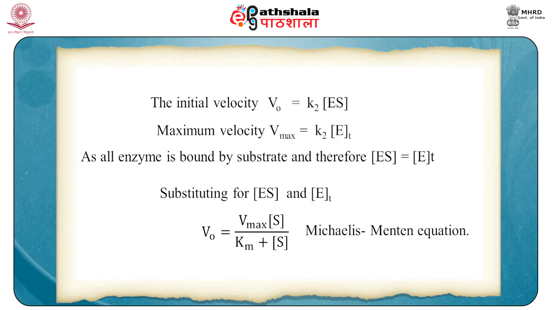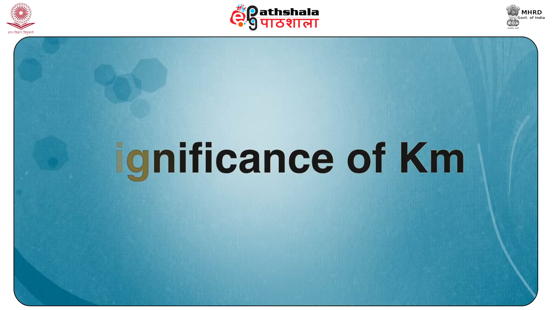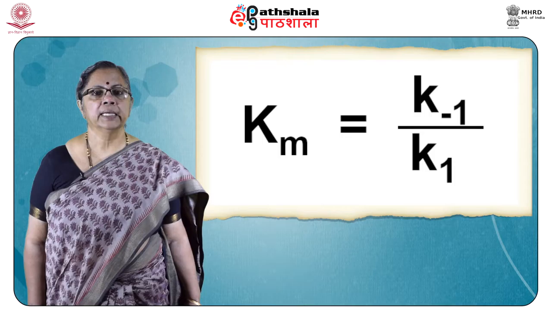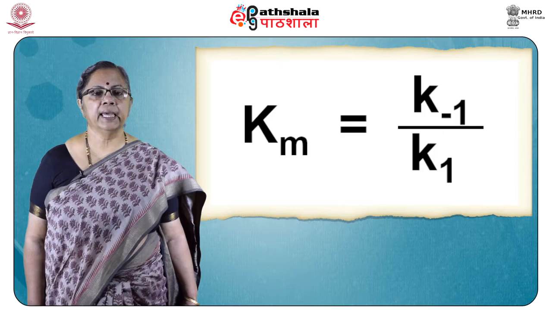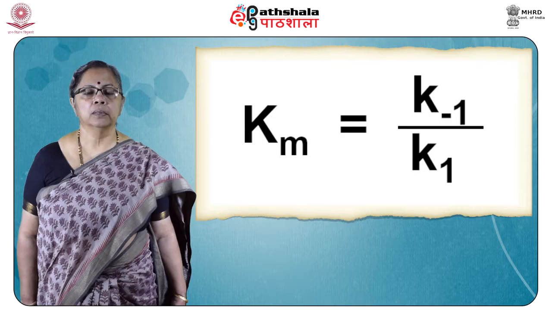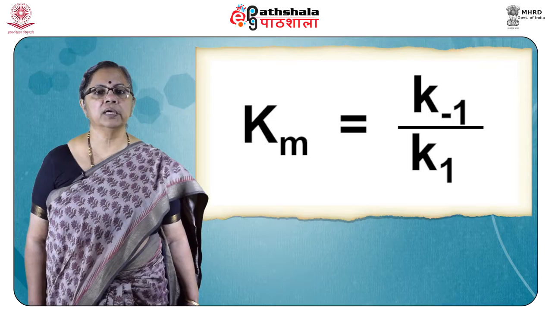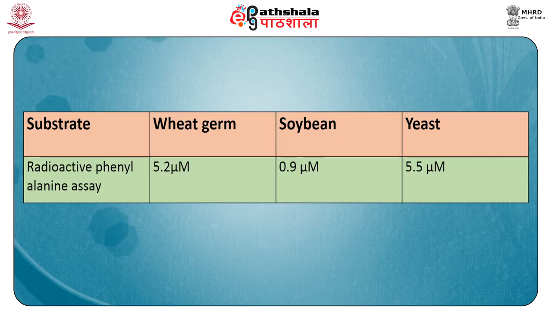Let us look at the significance of Km. Under conditions where k2 is low, or in the initial part of the reaction, Km becomes approximately equal to k-1 divided by k1, or the dissociation constant of the ES complex. In other words, if Km is high, the affinity of the enzyme is low, and vice versa. Hence, the same enzyme from different sources can be compared on their substrate binding affinities, as is observed in the table.